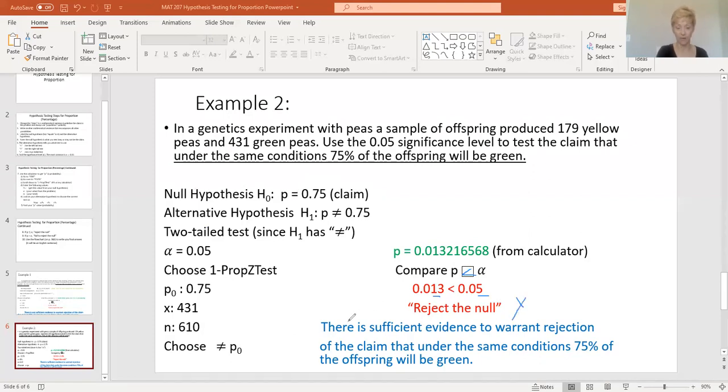And I literally write down, there is sufficient evidence to warrant rejection of the claim that, and then I go back and write down what I underlined in the book. Under the same conditions, 75% of the offspring will be green. Okay, so it's not hard. You've got your book, your calculator, and your notes. So go try those homework problems.